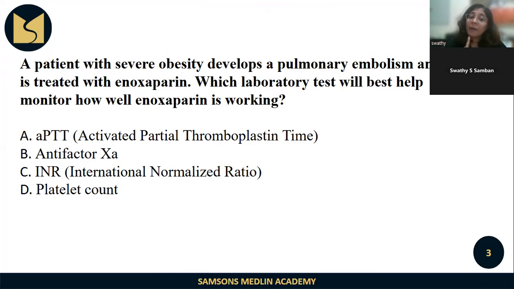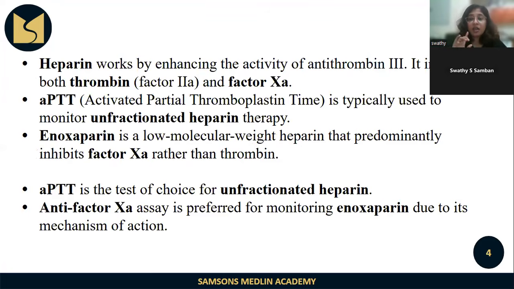We know that for heparin, we use APTT for monitoring. So what is it when it comes to enoxaparin? For enoxaparin, the right answer is anti-factor 10A. Option B is the right answer. So let's look into the explanation. Heparin works by enhancing the activity of antithrombin 3. This antithrombin 3 inactivates both thrombin, that is factor 2A, and factor 10A.